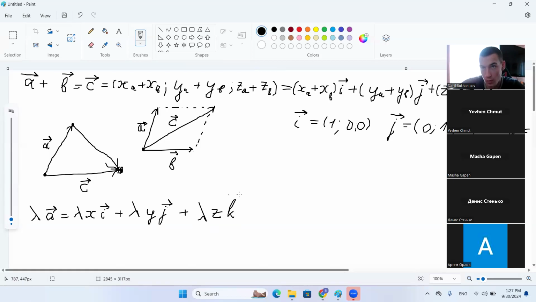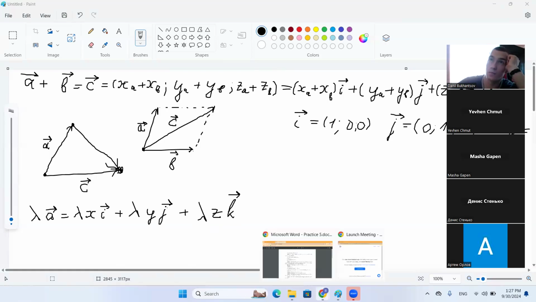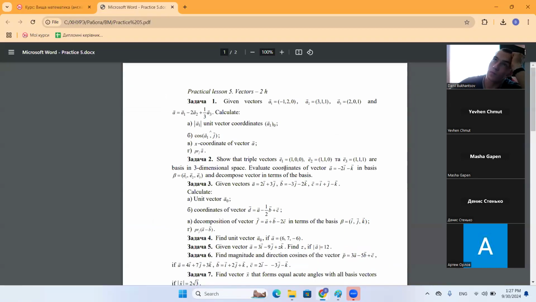Okay. So let's start doing our tasks. Today we're without presentation, but I believe it will be quite understandable for you. So we have three vectors, A1, A2, and A3.